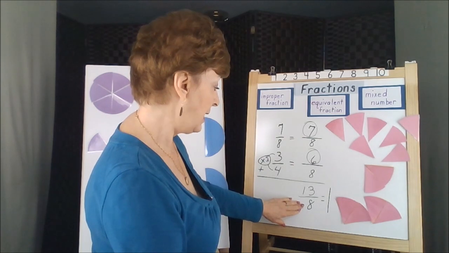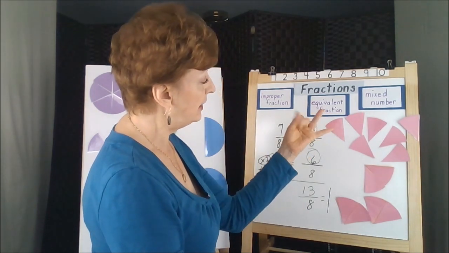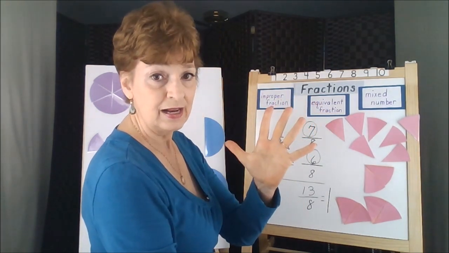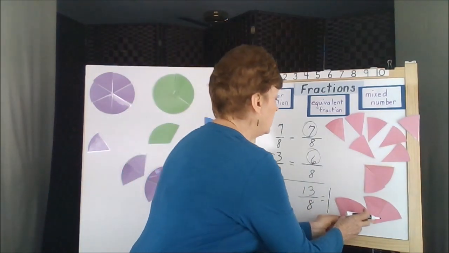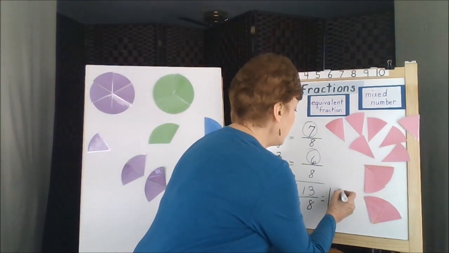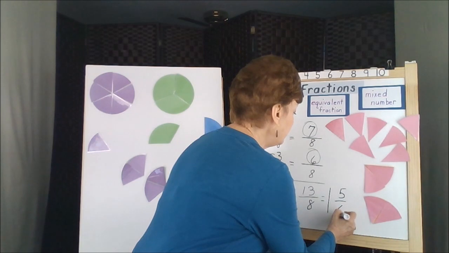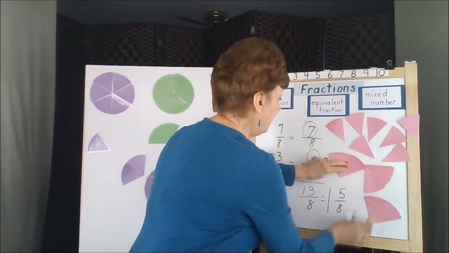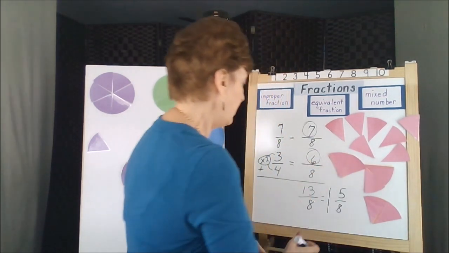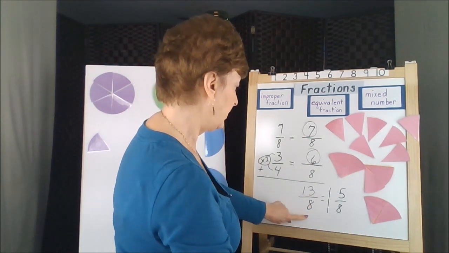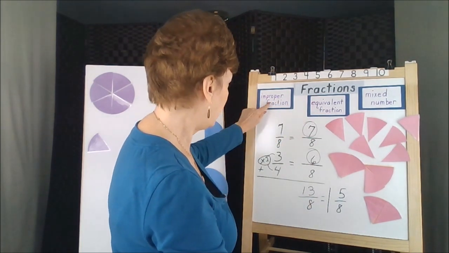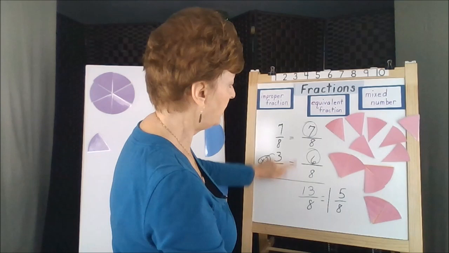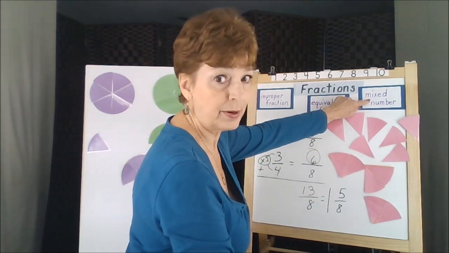So this uses up 8 of them. 9, 10, 11, 12, 13. I have 5 left over. So it's saying that I have 5 eighths left over. 1 and 5 eighths. These are equivalent fractions. I now have an improper fraction that changed into a mixed number.